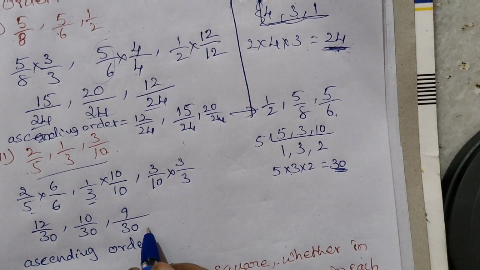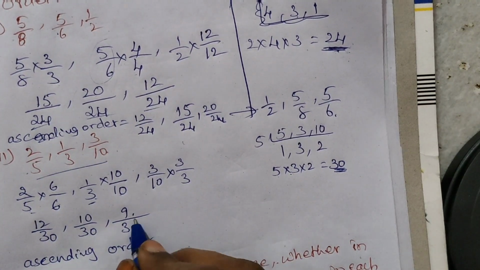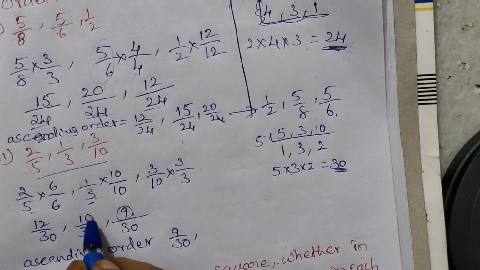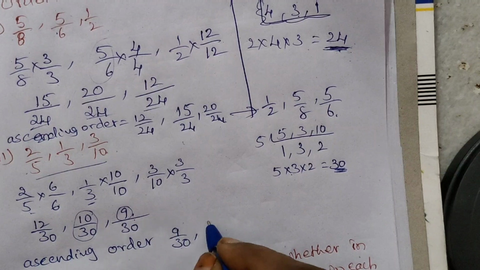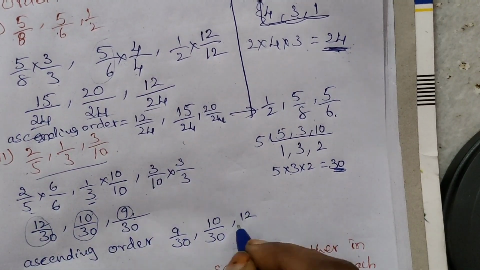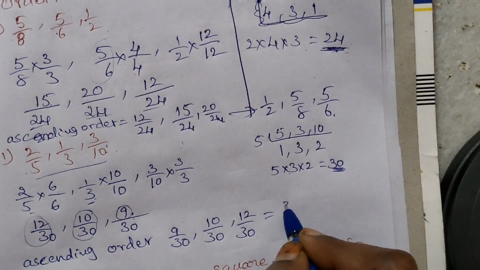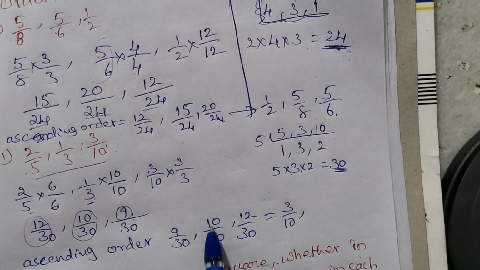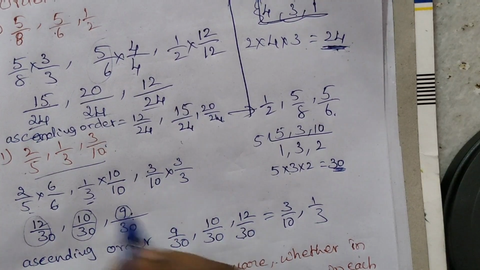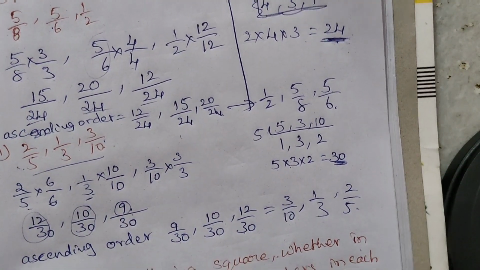Here, denominators are same. So, compare the numerators. In this, third one is the smallest one. 9 is the smallest one. 9 by 30. And second one is the next smallest one. 10 by 30. Next one, this one. 12 by 30. So, 9 by 30 means 3 by 10. And 10 by 30 means 1 by 3. 12 by 30 means 2 by 5. This is the answer for the second one.